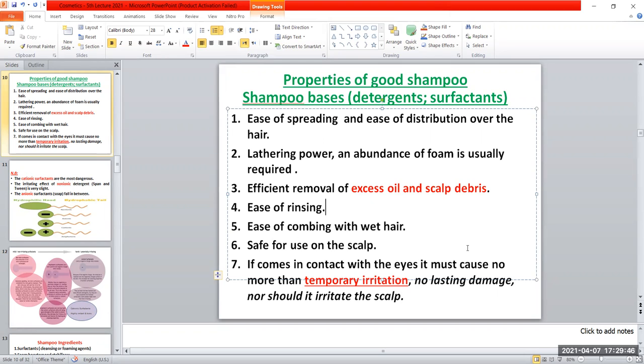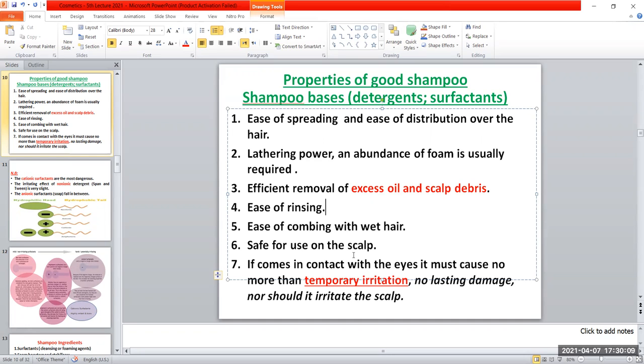Ease of combining with wet hair. يعني when you wet your hair, when adding or when putting the shampoo on your wet hair, it should have certain adherence with your hair to be able to react with the hair shaft to remove any dirt adhered on the hair shaft.